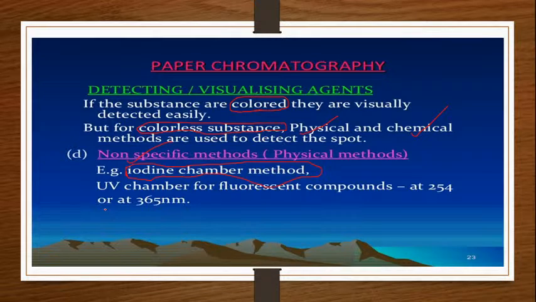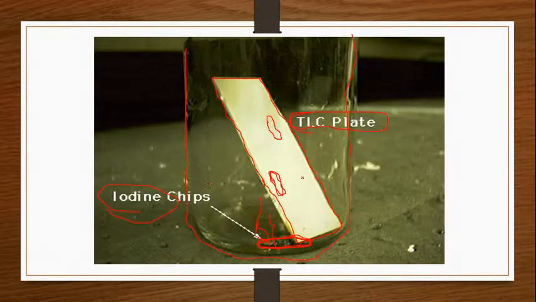The second method, which we generally use for our analysis purposes, is the UV chamber method. In our college also we use this UV chamber method for compounds which show absorption in the UV range, and also in the visible range. If a compound shows absorption in the UV range, it can be easily detected under UV light, or more specifically in a UV chamber. We have that UV chamber cabinet with us. You just have to keep this plate or paper chromatogram inside that chamber.